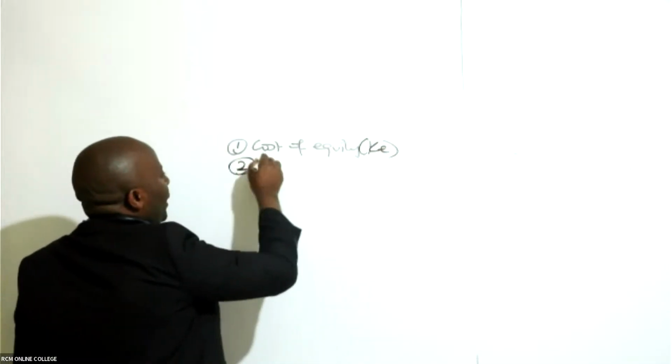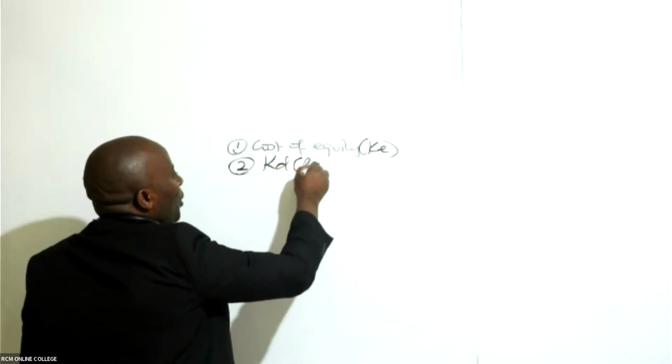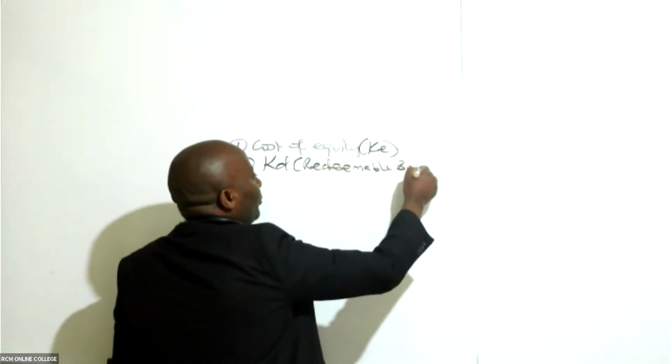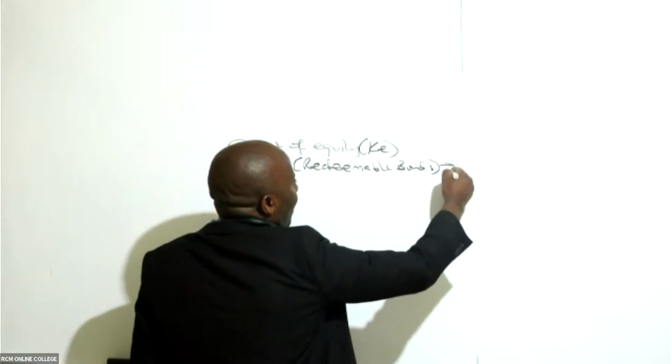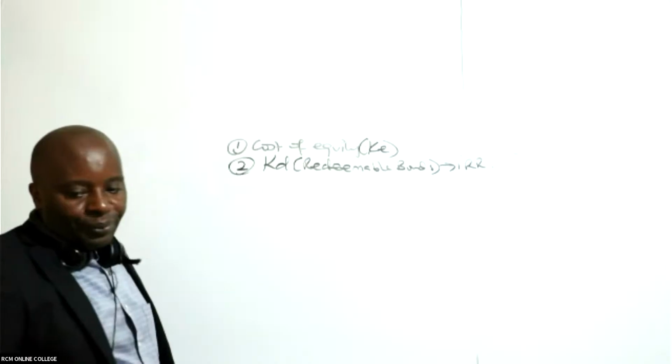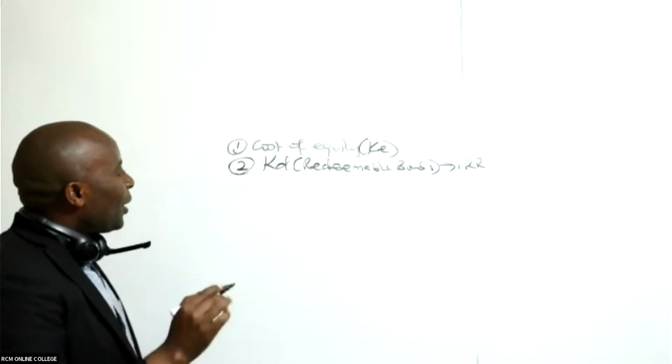How do we get KD in situations where we have redeemable bonds? We shall be using what we call the IRR approach.